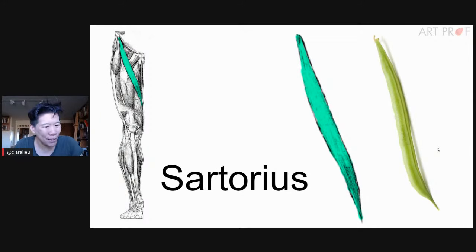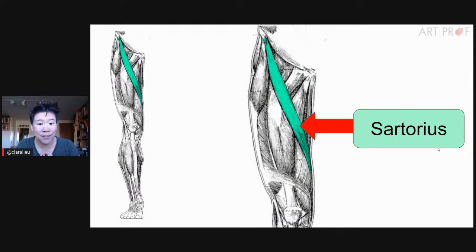Okay, now when you think about the sartorius, just think string bean. Look, it looks exactly like a string bean. The sartorius is a very thin strap-like muscle. It's not substantial at all, but it is so critical on the thigh. And it kind of kills me that a lot of people don't pay attention to it, because it makes all the difference when you're drawing the thigh. So here's the sartorius, and you can see what it does is it just goes right over that big muscle group. So it's right on top.